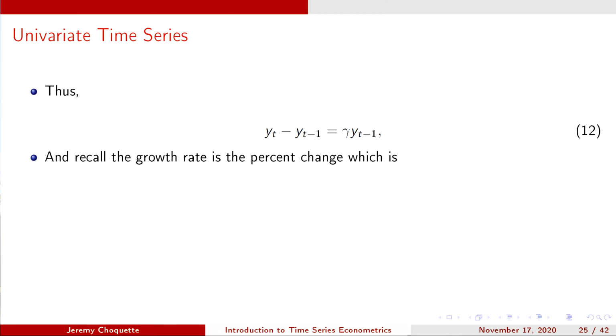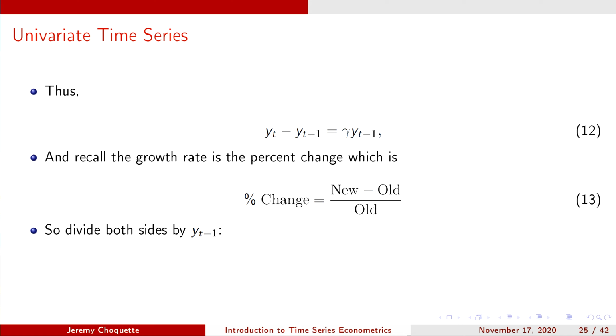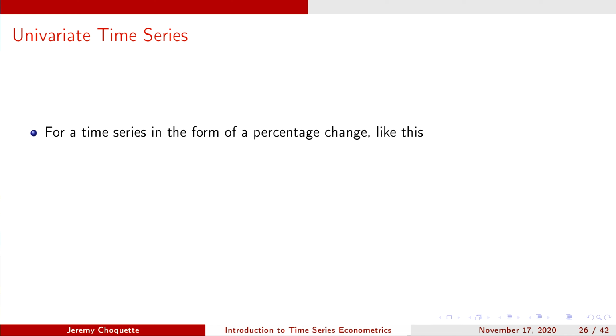But that's just the first difference, right? Suppose I want the percent change. Well, it's new minus old over old. So if I divide both sides by y_{t-1}, I get this, just gamma. So for a time series in the form of a percentage change, it would look like this if I took the natural log of the stuff across.